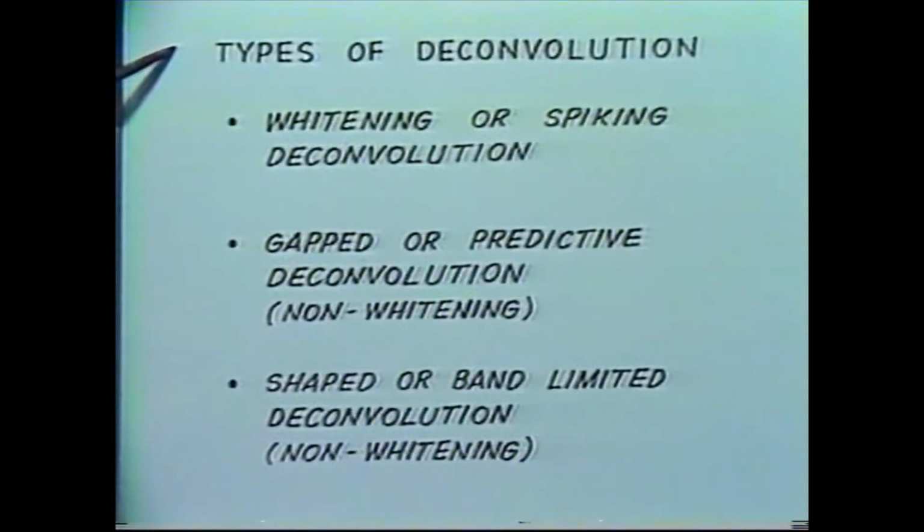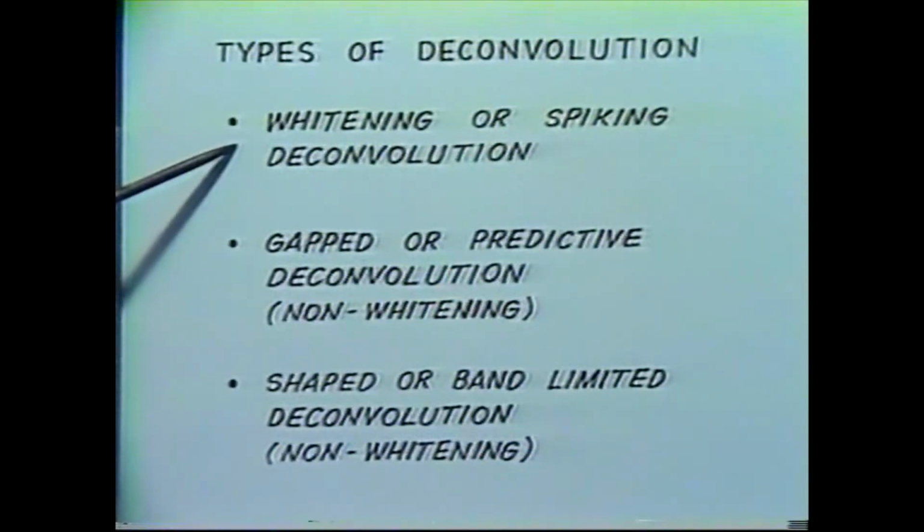Let's look at some different types of deconvolution. First of all, there's a type called whitening or spiking deconvolution. The goal in whitening or spiking deconvolution is to produce a spike on output. That is, to take that long distorted seismic pulse and reduce it to a sharp spike.